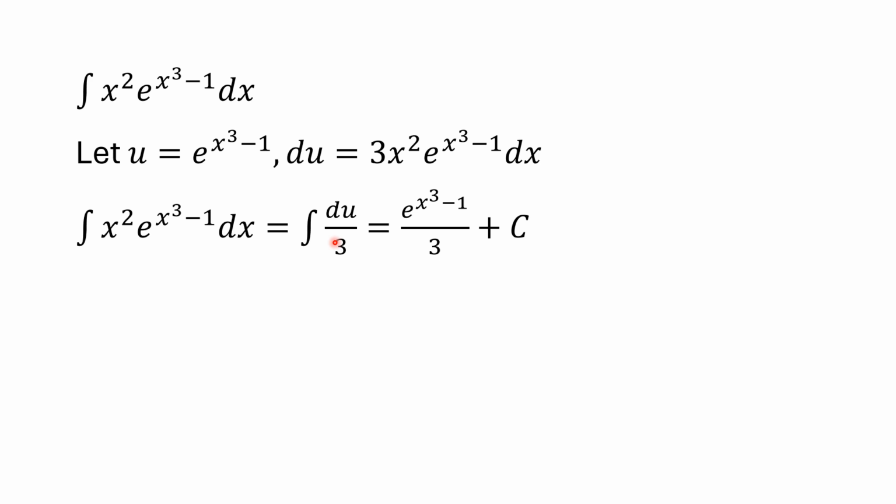So everything can be gone except for du. So the integral of du is going to be u, and that's going to be e to the x cubed minus 1. And here's the division by 3 still, plus the constant of integration. So here we did have a choice. Some of you would prefer the other possibility.